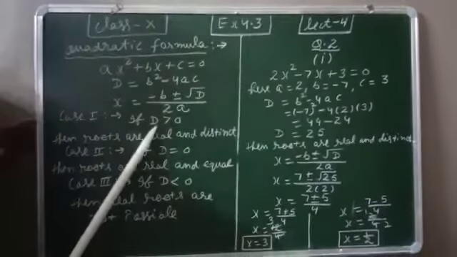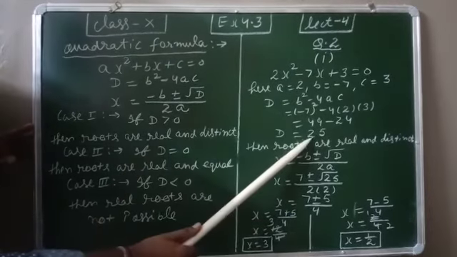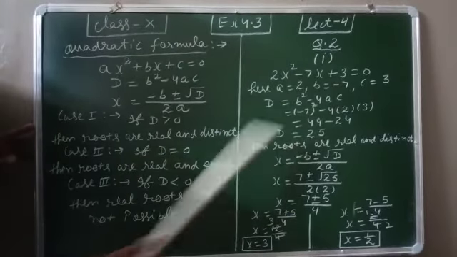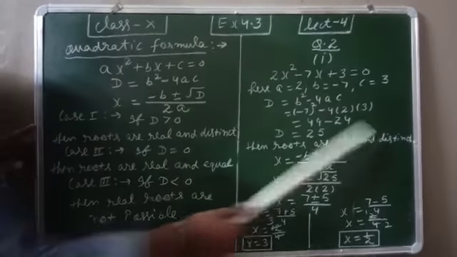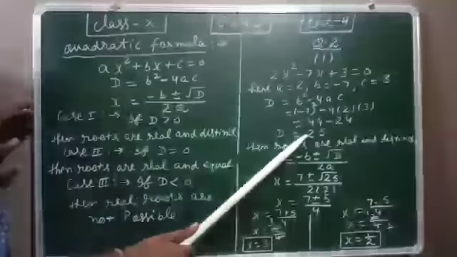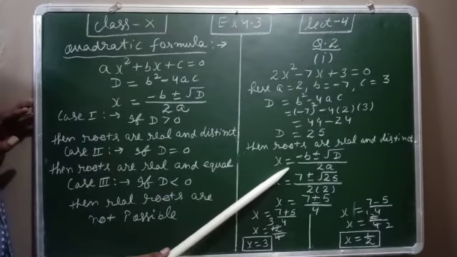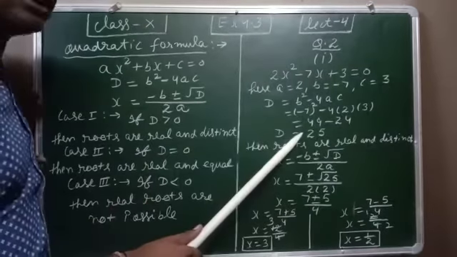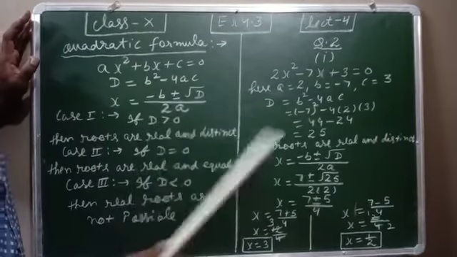So we have this first case, D greater than 0. 25 is greater than 0, or you can say the value is plus. Then we will write roots are real and distinct. Now we will apply the formula. Suppose this was minus 25, then we would write real roots are not possible and this formula will not apply if the value is negative. Now this is positive, so we can apply this formula.